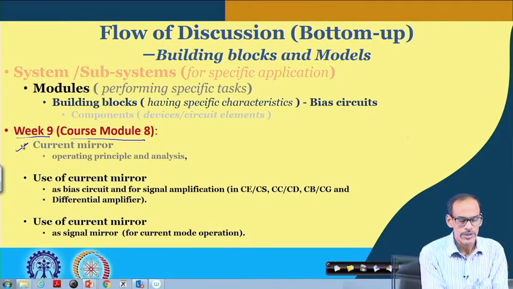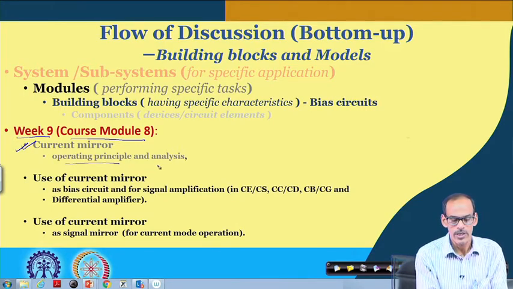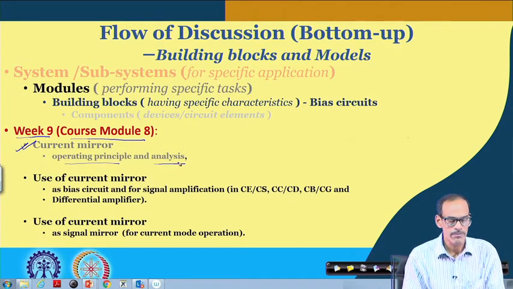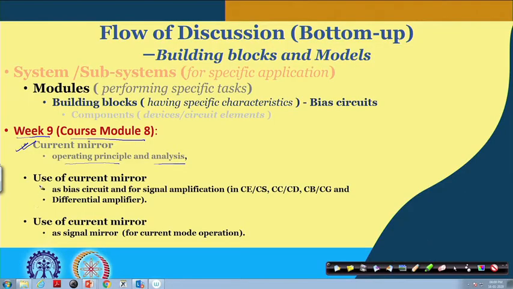We have talked about current mirror, its operating principle and analysis in the previous lecture. Today, we are going to discuss more detail of the current mirror, specifically its application. We do have different applications for this current mirror. One is in common emitter and common source amplifier, based on whether it is BJT or MOSFET based implementation. Likewise, in common collector and common drain and common base and common gate, and also in differential amplifier.